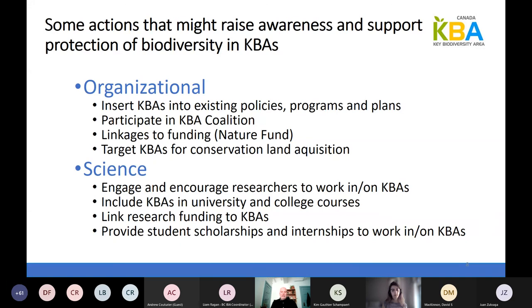In terms of science, I think we already have a lot of the science community engaged, but we could encourage research by linking research funding to KBAs. I think a great way would be to provide scholarships or internships, even to very young students who might someday go on to do graduate work in KBA related work and be champions for that. Next slide, please, Jaime.